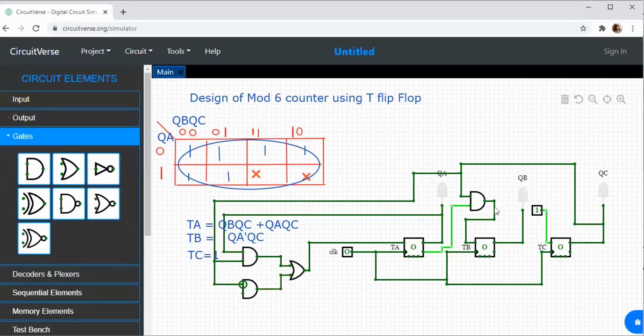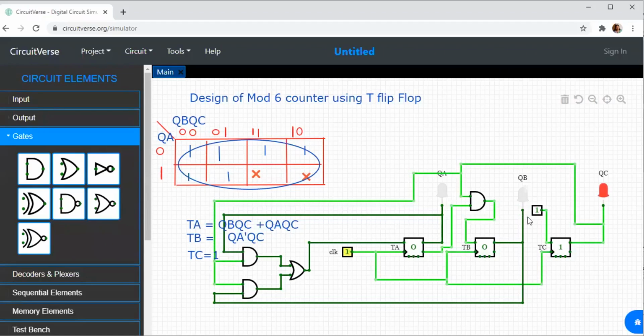Then I require QB. Just tap the points and you can make the connection, or you can write the values directly like that. So I've connected. Now let us see whether it is working. That's all. This is the simplified connection. Now let us see whether it is working.